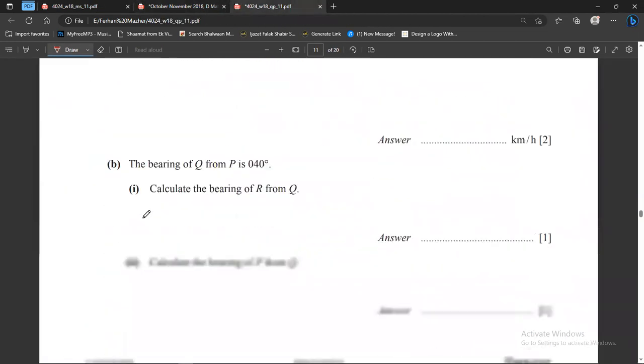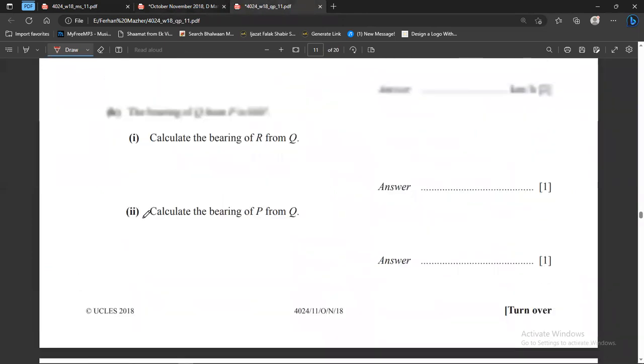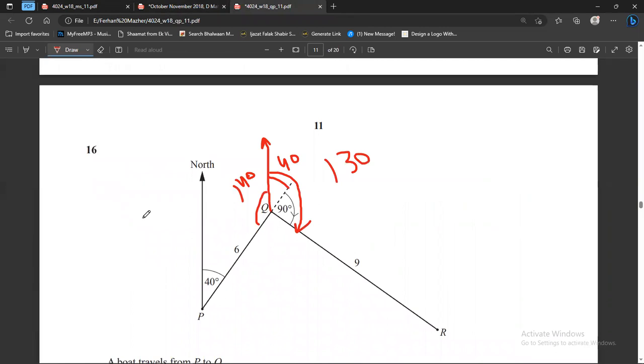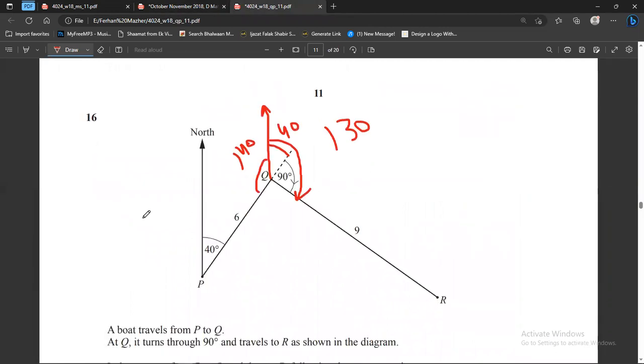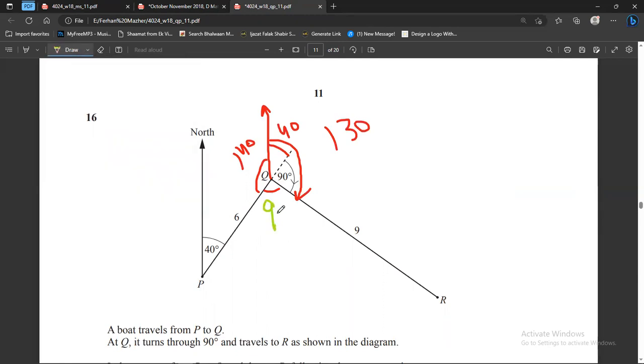Hopefully you understand. Okay, in the second part, he says calculate the bearing of the P from Q. They want me to find the bearing of P from Q. Very easy. You know this angle is how much? This angle will be 90. This angle will also be 90. Why? Because this is a straight line.